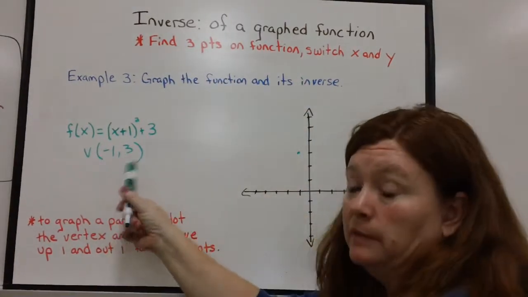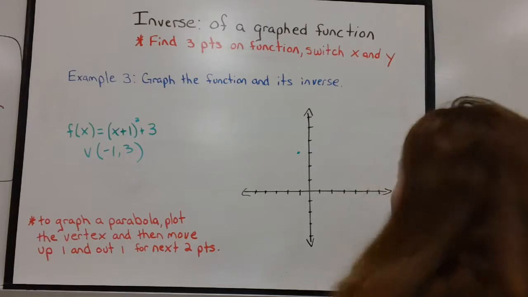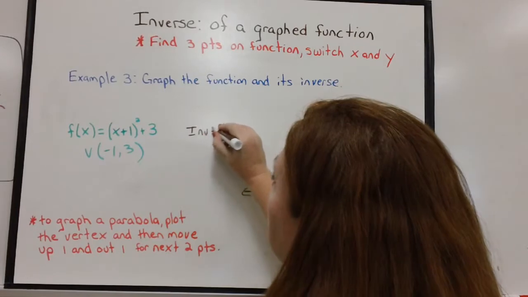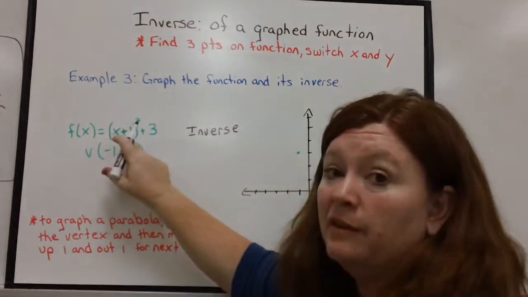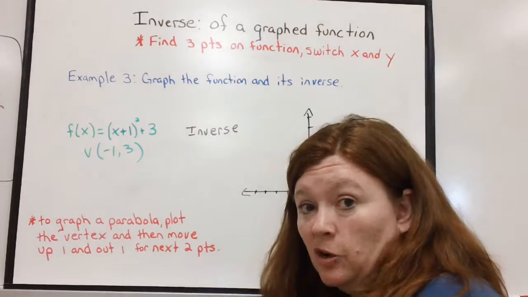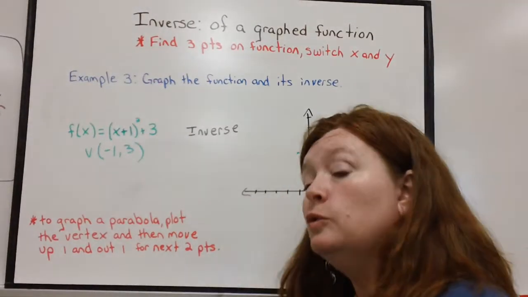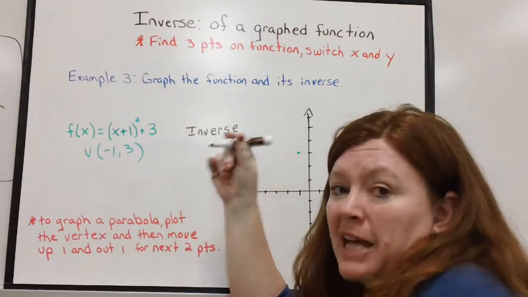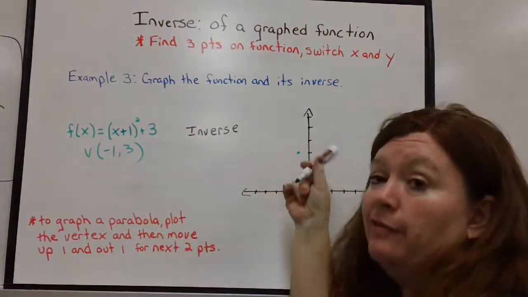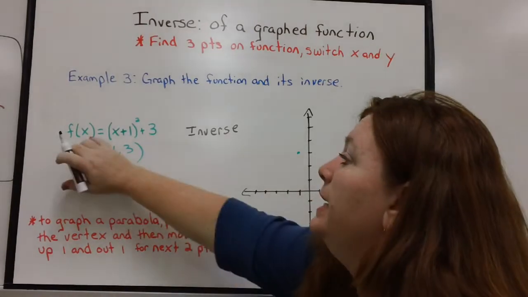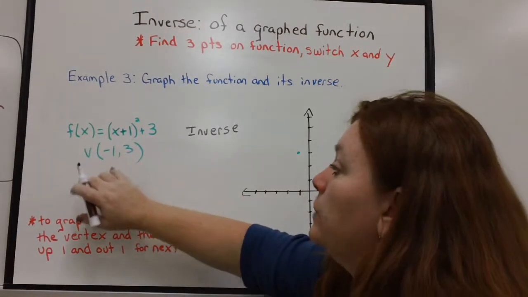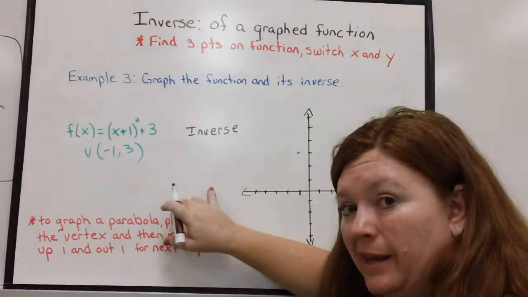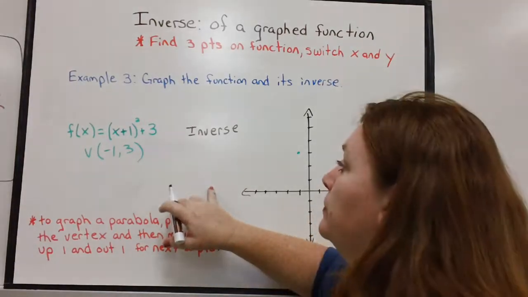I have 1. And what I'm going to do is on the other side, I'm going to write inverse. Because I don't need to know the inverse of that equation. What I just did earlier was when I was asked to find the inverse of the equation. I wasn't asked that. I was just asked to graph this and then graph the inverse. So I don't need a new equation. I need 3 points on this one, and then I need to switch the x and the y so that I can find the inverse.